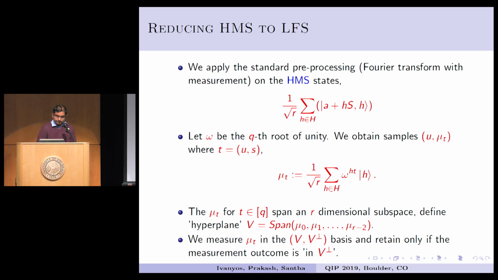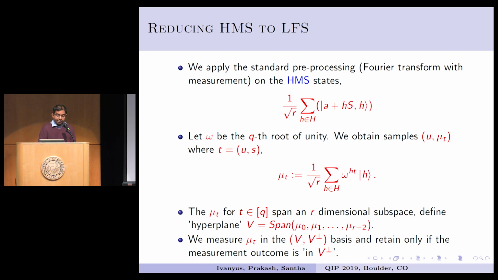Again, this is standard pre-processing, well known from previous works on these problems. So let's look at the mu t's. The mu t's span an r-dimensional subspace. Each mu t from the equation above is a sum over h in capital H, and H has size r, so they span an r-dimensional subspace.